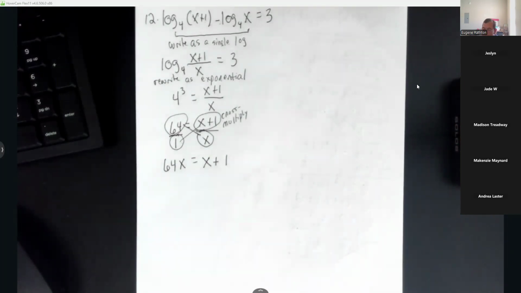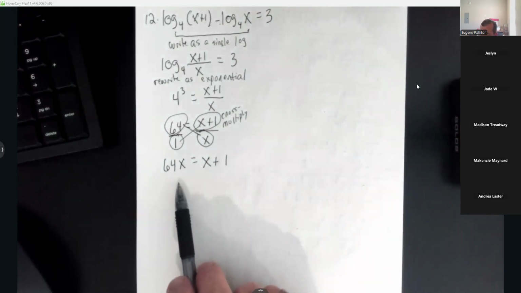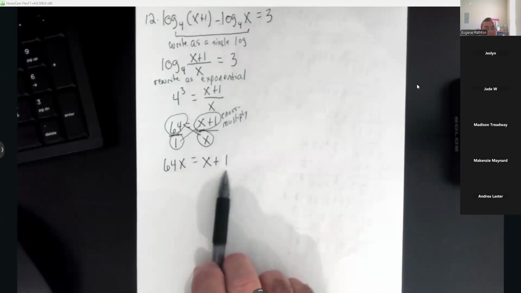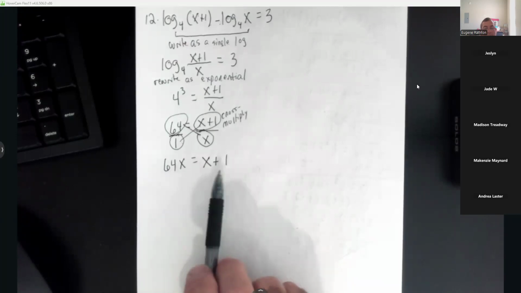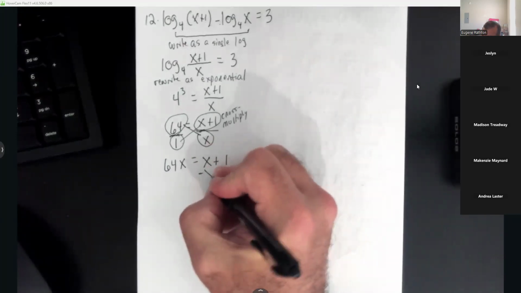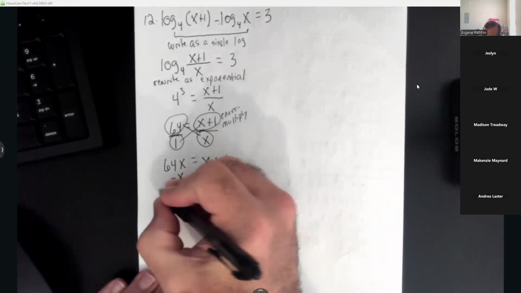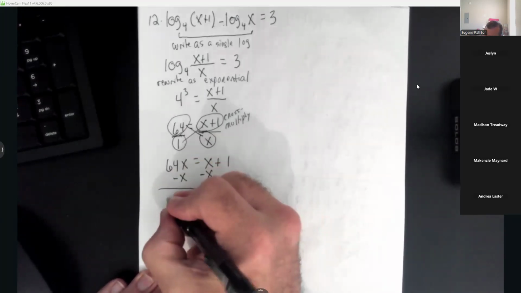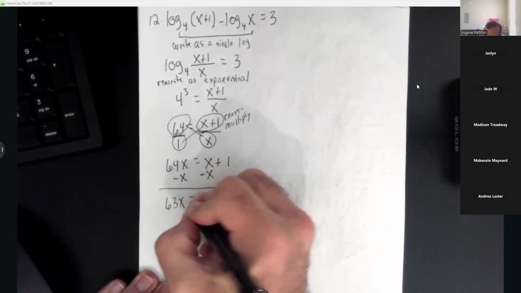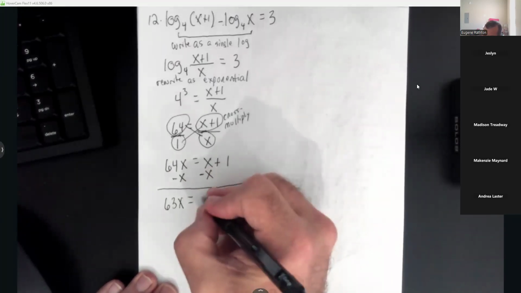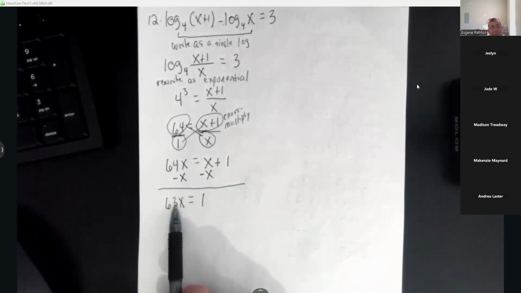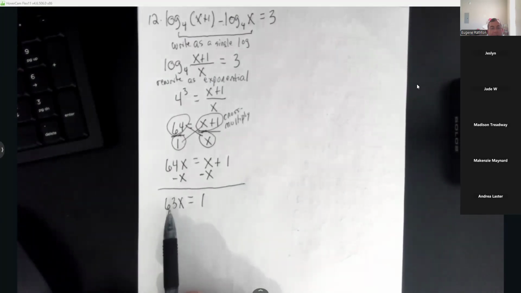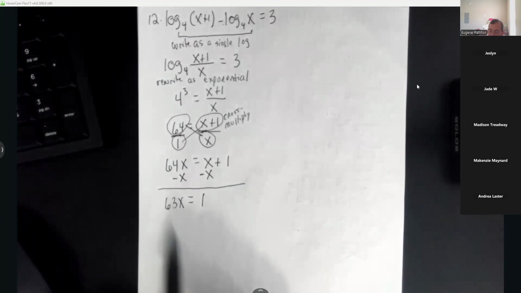So let's see what we got. So it looks like I got x's over here, x's plus number here. I'm going to get all my x's on this side first. So to do that, we're going to subtract x from both sides. So that's going to give me 63x equals, well, those cancel, so all that's left is a 1. All right, remember this. I want to turn the 63x's into 1x's. So we're going to divide both sides by 63.